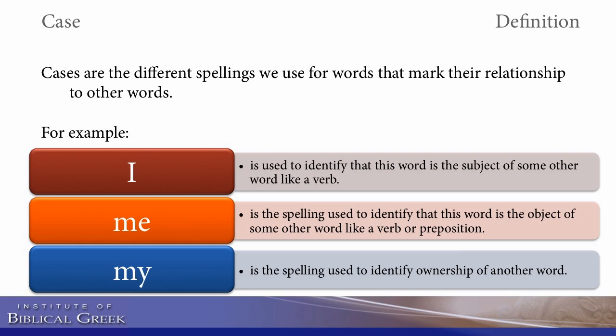The spelling I is used to identify that this word is the subject of another word, like a verb. The spelling me is used to identify that this word is the object of some other word, like a verb, he sees me, or a preposition, from me. My is the spelling used to identify ownership of another word, my book. But notice all of these forms, I, me, and my, they refer to the same person, me. They just have different relationships to other words, so we change the spelling. We see this most clearly with our prepositions.